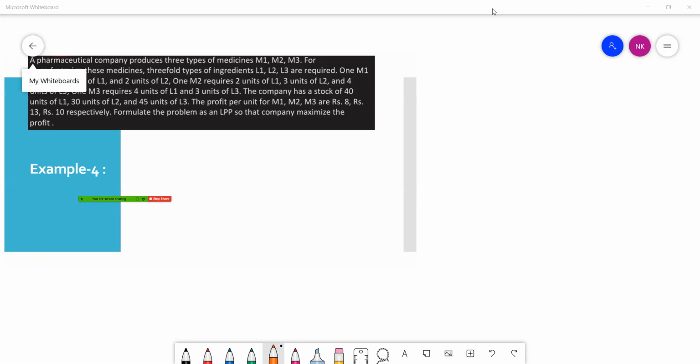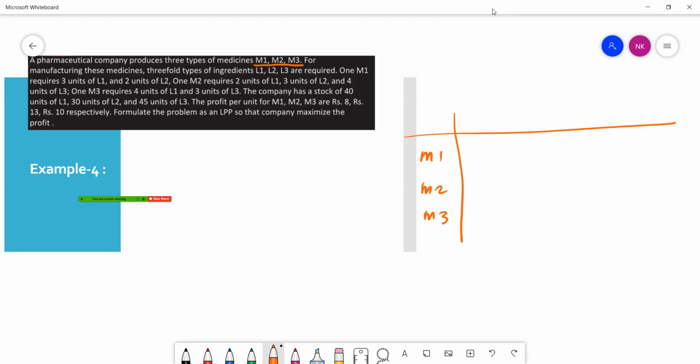It is given that a pharmaceutical company produces three types of medicines, M1, M2, and M3. So the products are nothing but M1, M2, and M3. And for manufacturing these medicines, three types of ingredients, L1, L2, L3, are required. Let me write L1, L2, L3 over here.